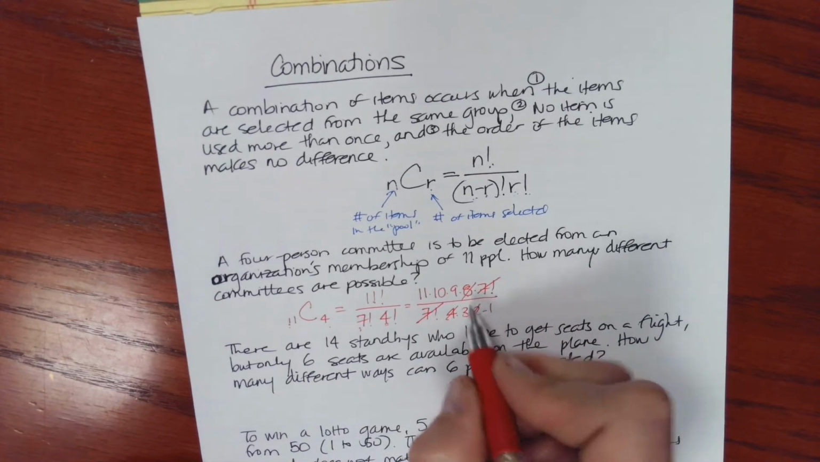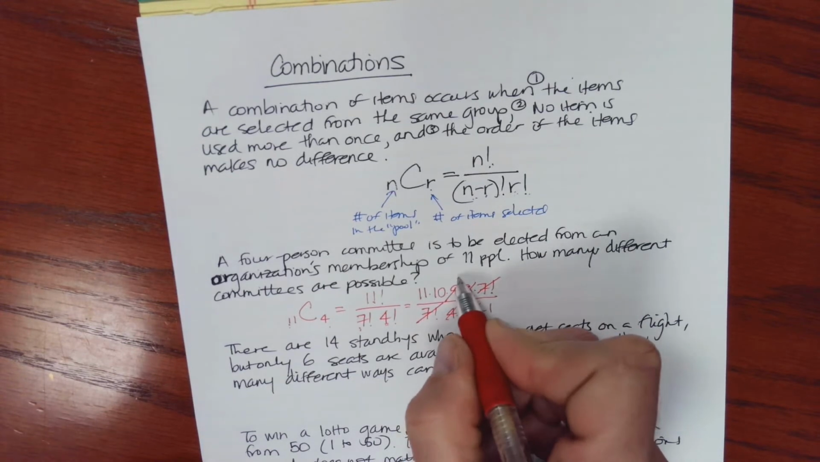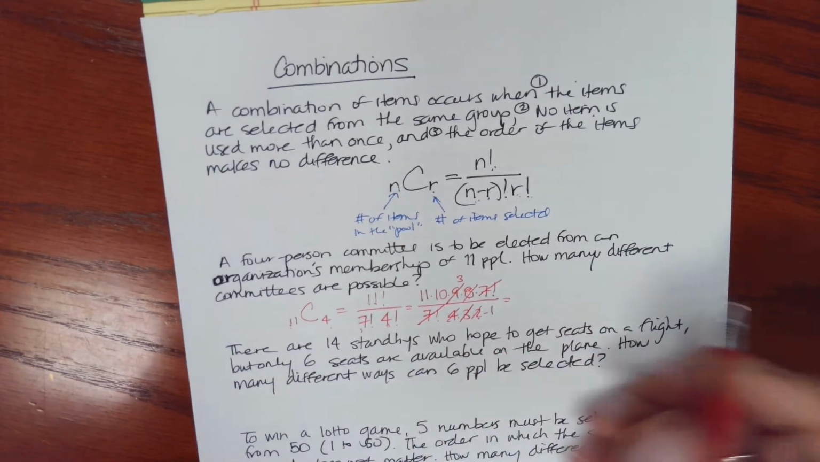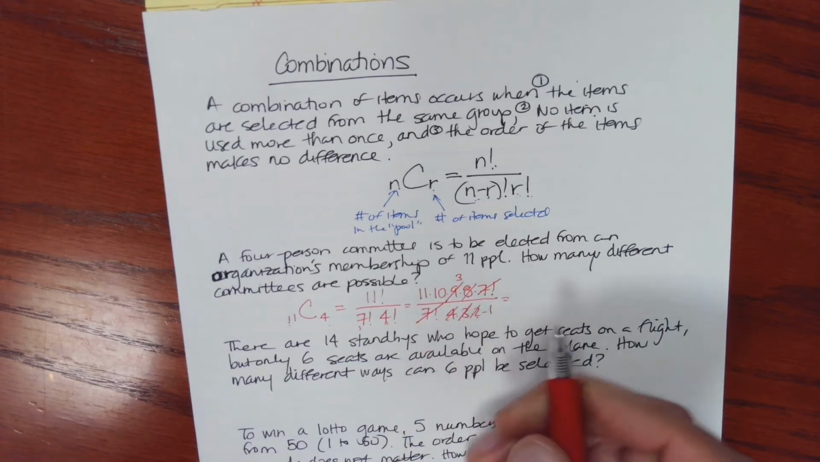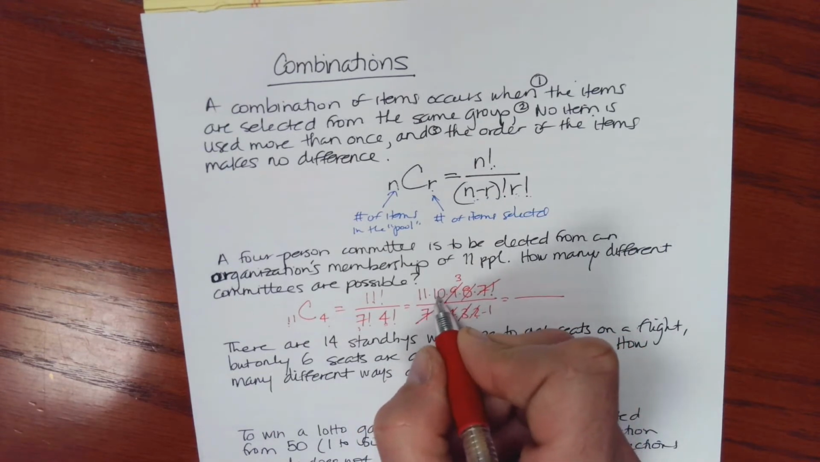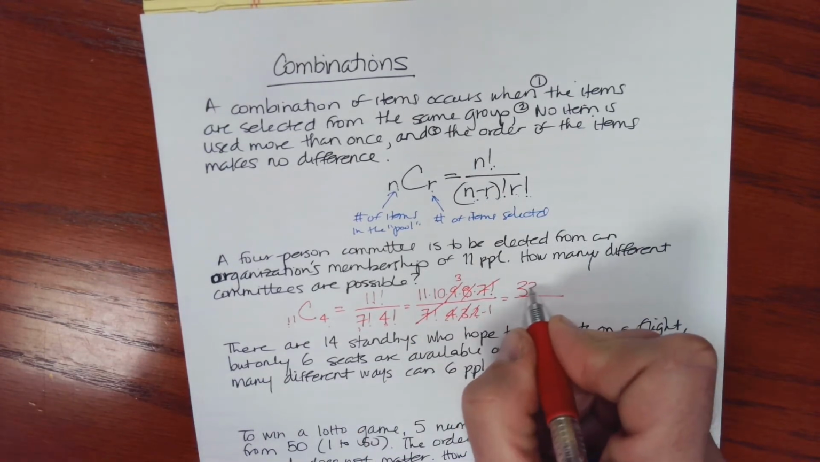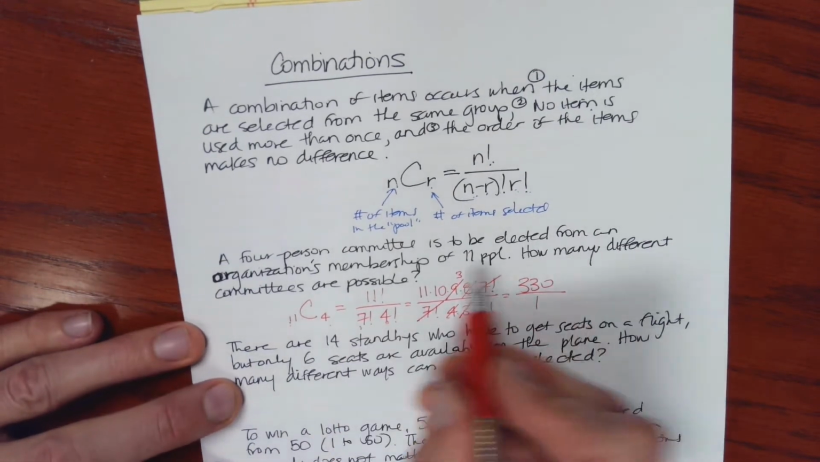And if I want to, I could reduce this by a factor of 3. 9 divided by 3 is 3, and that just makes it a little easier for me to do this in my head. I have 11 times 10 times 3, and 11 times 10, that'd be 110, times 3 is 330, and then this is over 1. So there are 330 ways that I can do that.